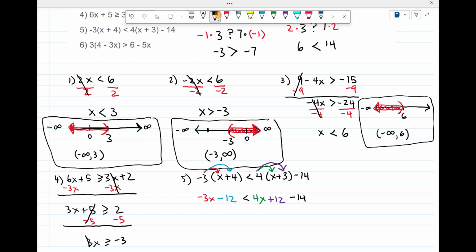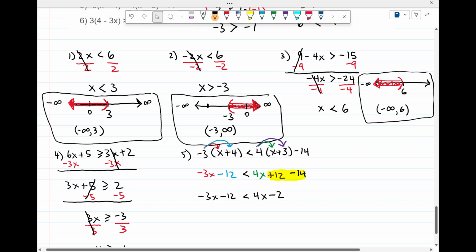Now here, before we do anything, there are some like terms that need to be combined. In particular, I need to combine these two like terms. So I'm going to do that next. I'm going to just bring down my negative 3x minus 12, bring down my less than, bring down 4x, and positive 12 minus 14 is negative 2, so I replace it with minus 2.